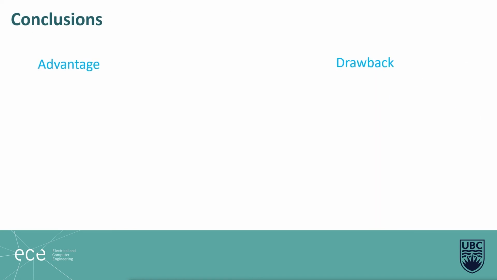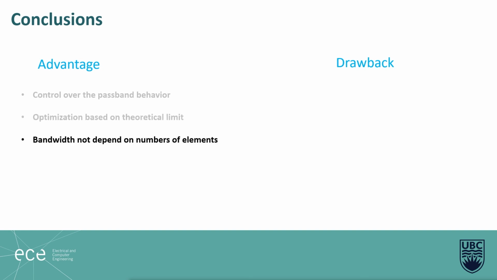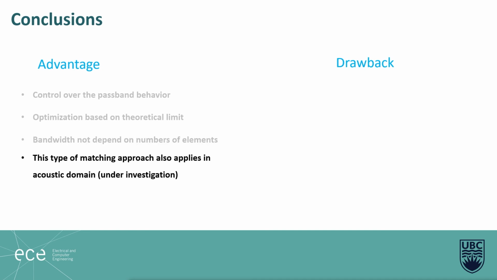With our matching, we have better control over the shape of the passband compared to simple matching techniques. This is because we define our passband shape using filter polynomial approximation. The power to bandwidth trade-off is optimized using theoretical limits to ensure efficient use of the area under the integral. Our design allows any power to bandwidth trade-off independent of the order of the filter. More components only produce a more ideal response. This type of matching approach also applies in the acoustic domain, and this is something we are currently working on.